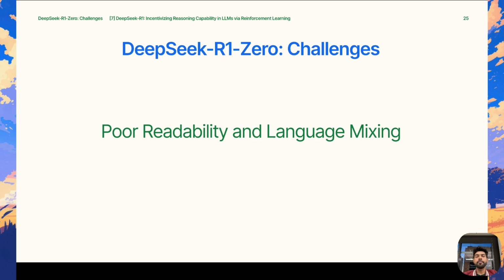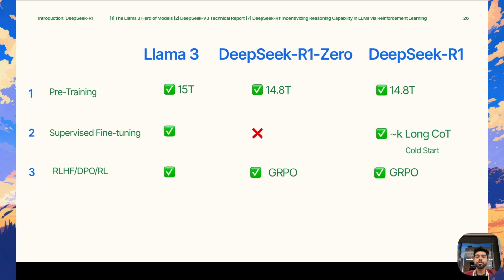However, there was a major challenge. DeepSeek-R1 Zero wasn't fluent and it often mixed English and Chinese in its answers. To fix this, the authors introduced 3 tweaks to the training recipe, which gave birth to DeepSeek-R1, the model that made global headlines. Let's uncover these tweaks one by one. The first tweak was to introduce a supervised fine-tuning step using only 1000 long chain of thought examples, a tiny number compared to Llama 3. This step primarily aimed to teach fluency.